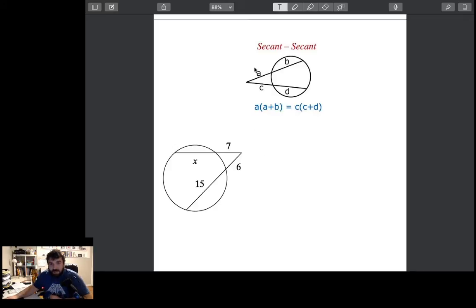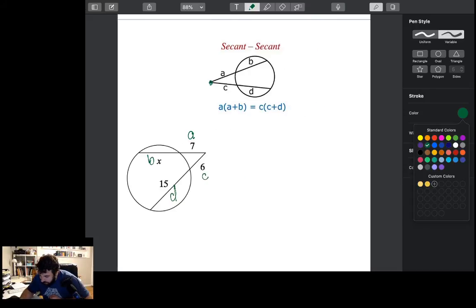So, last but not least, I've got secant, secant. That is where I've got two segments. They intersect outside the circle here. Labeling is going to be super important here. It doesn't matter top or bottom, but A and C are on the outside, and A and B are on our same segment as before. C and D, same idea. C on the outside, D on the inside.